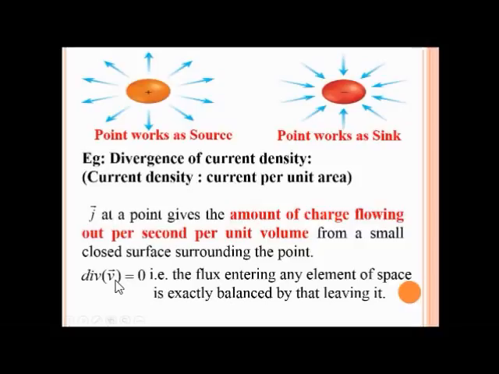So if divergence is 0, that is, the flux entering any element of the space is exactly balanced by that which is leaving that surface. So whenever the amount entering and the amount leaving remain constant, then we get the divergence to be 0. And such vectors are known as solenoidal vectors.